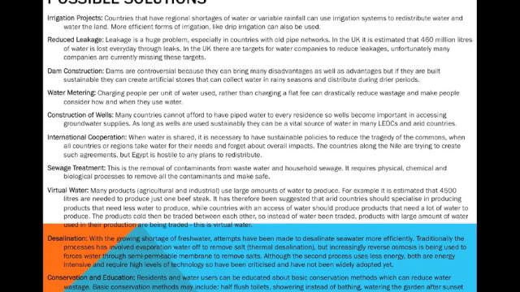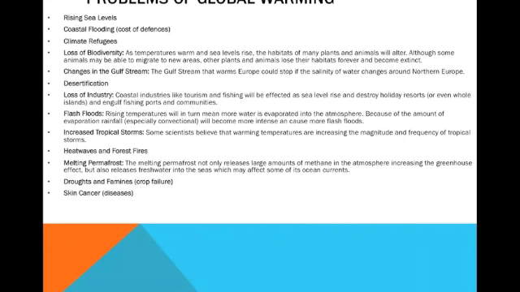Also, conservation and education. Residents and water users can be educated about basic conservation methods which can reduce water wastage. Basic conservation methods may include half-flush toilets, showering instead of bathing, watering the garden after sunset, and recycling grey water, so shower water, etc., to use in the garden.